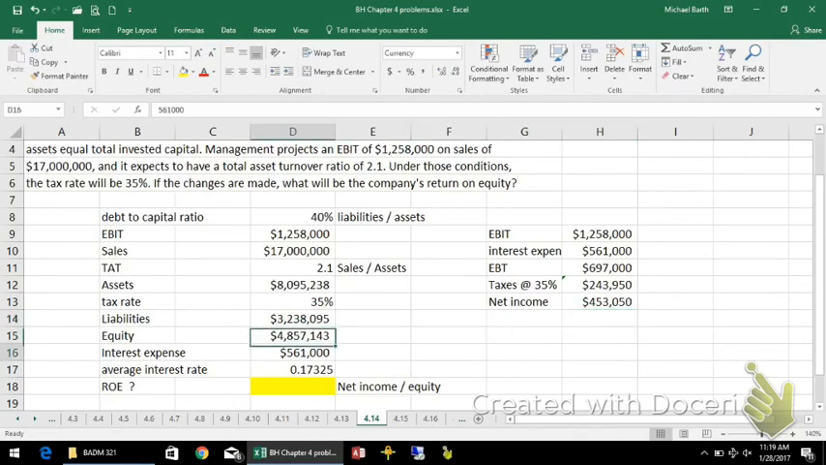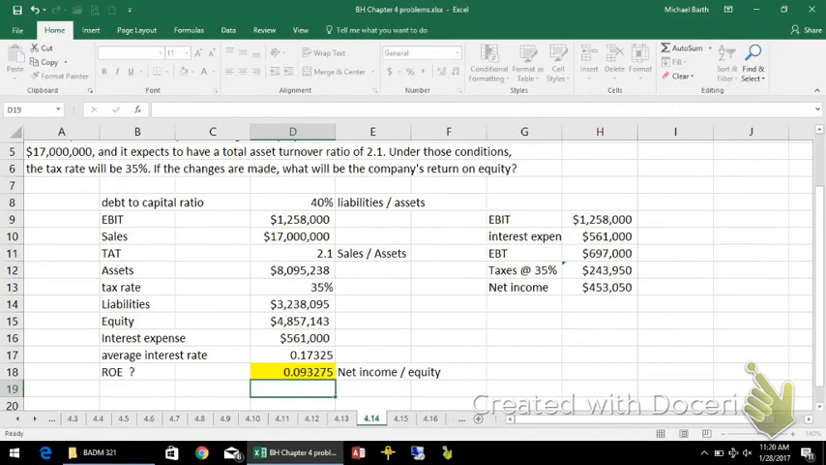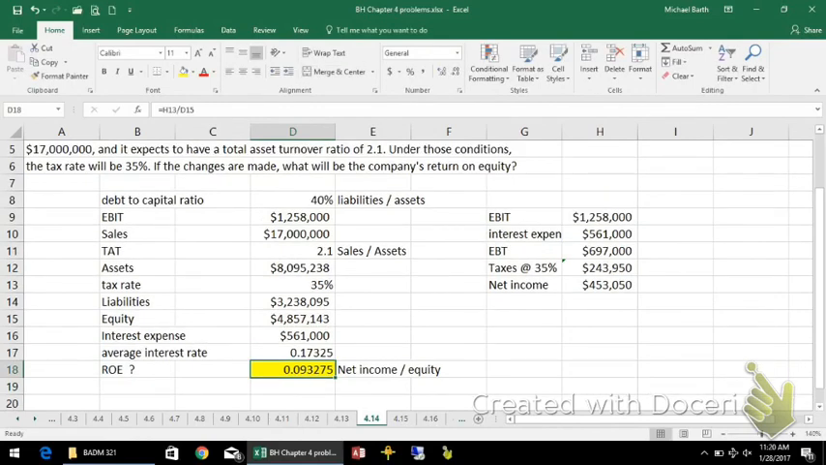The ROE would be the net income divided by the shareholders' equity. All right, and now they go from 5% to 9.33%.